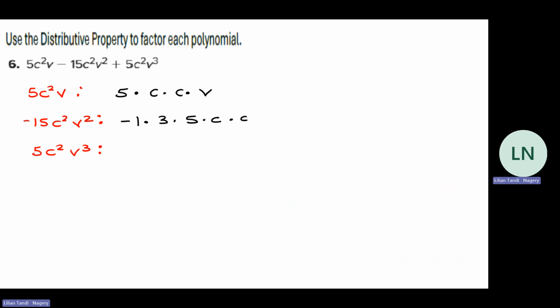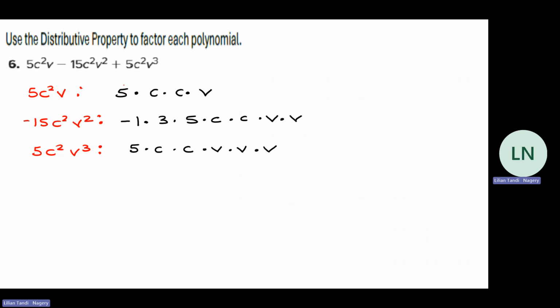Okay, let's do this one. 5c squared v, negative 15c squared v squared, plus 5c squared v cubed. Five c v, negative 1, 3, 5, c, v, 5, c, v.